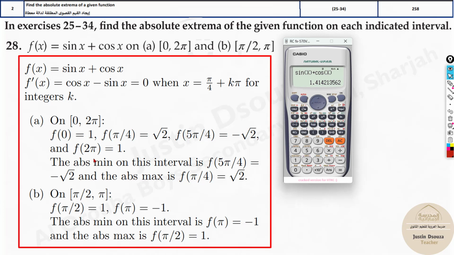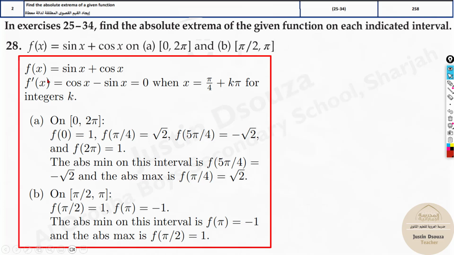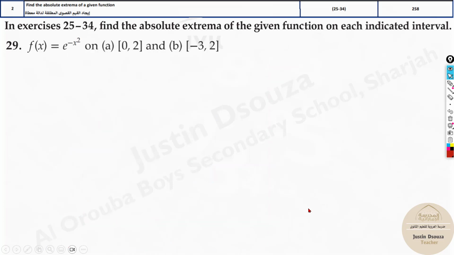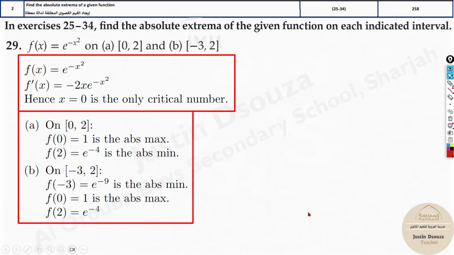So please make sure when you're checking the absolute maximum and minimum, put this original equation in radian mode and then solve it. That's how we can do it. The worked out solution is available here. See, all the problems are straightforward.